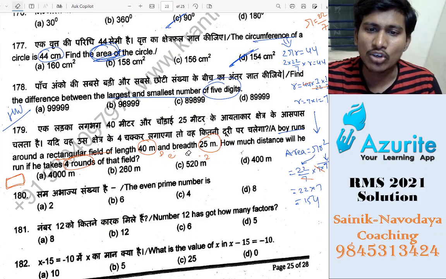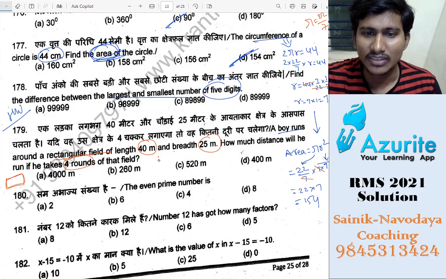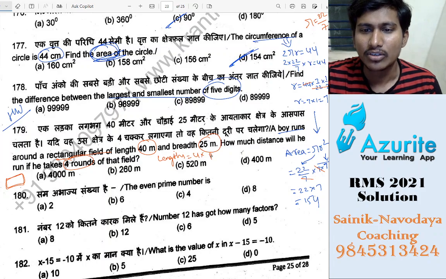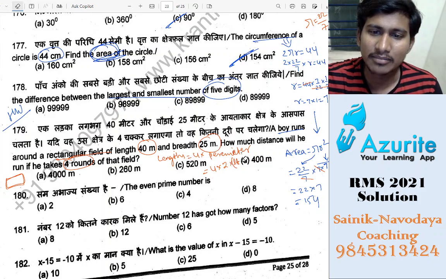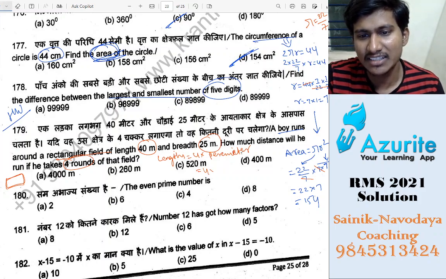So how many rounds is he taking? Total is 4 rounds. So 4 rounds means 4 into perimeter. And perimeter we find by 2 times length plus breadth. That is 4 rounds he is taking, so you write 4 as it is. Perimeter we find by 2 times length plus breadth.